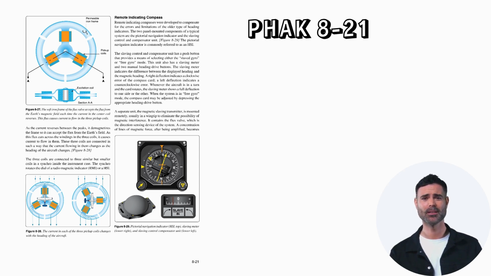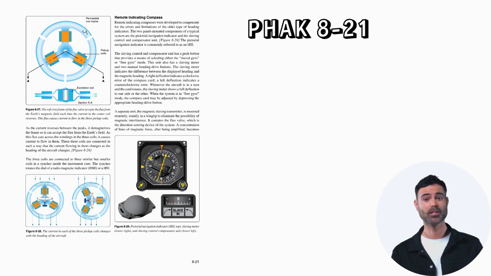The slaving meter indicates the difference between the displayed heading and the magnetic heading. A right deflection indicates a clockwise error of the compass card. A left deflection indicates a counterclockwise error. Whenever the aircraft is in a turn and the card rotates, the slaving meter shows a full deflection to one side or the other.